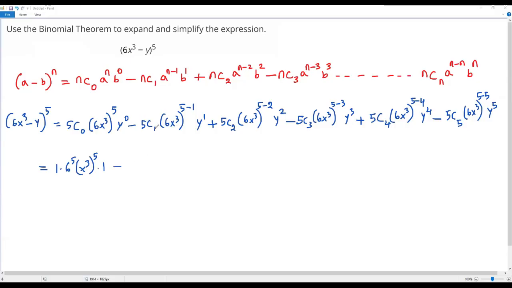In this combination, the value of r is just 1. Then the value of this combination is the value we have at the place of n, that is 5. So 5 is the value of this 5C1, times 6x to the 3rd power raised to the power of 5 minus 1, which is just 4, and y to the 1st power is just y, positive.